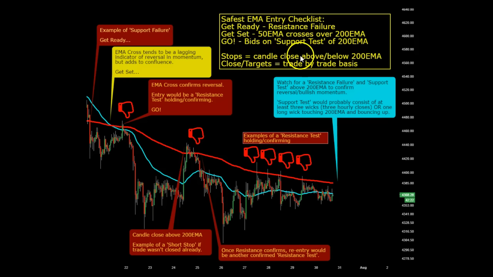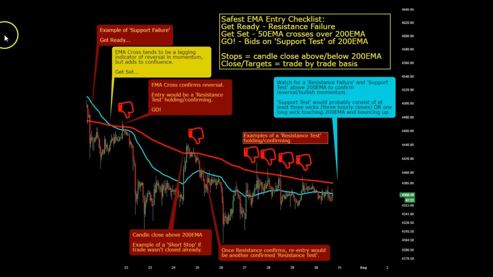Your stops would always be a candle close above or below the 200, and your close or your targets would be based on each trade: candle patterns, chart patterns, horizontal support resistance, fibs, pivots, things like that. So it's hard to pinpoint targets the way I'm laying this out currently.